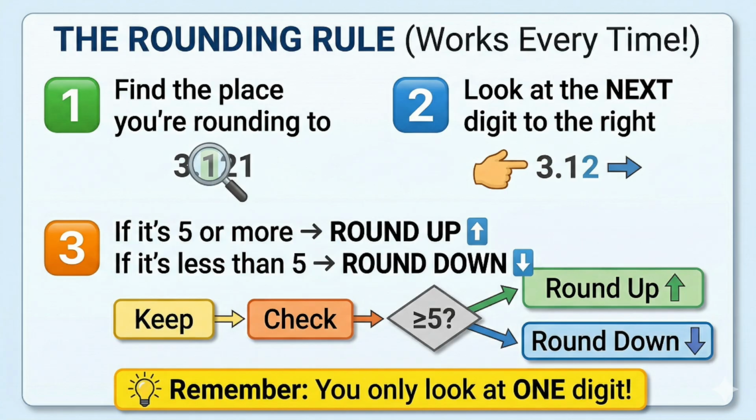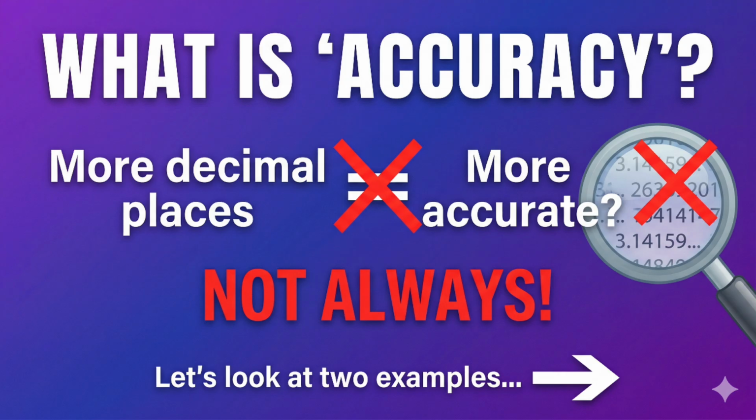Here's the rule that works every time. Find the place you're rounding to. Look at the next digit. If it's 5 or more, round up. If it's less than 5, round down. And here's the key. You only look at that one digit. Don't try to round in multiple steps. That causes mistakes. Now let's talk about accuracy.